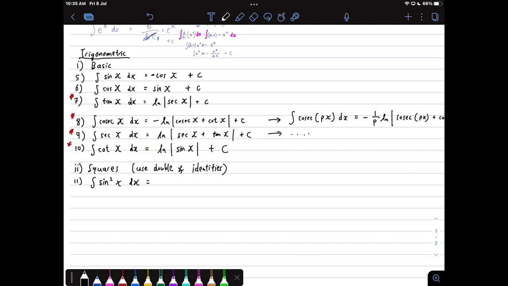Wait, let me check the formula list. Okay, it's already in the formula list. Like sine 2a is 2 sine a cos a. Cosine 2a is cos square a minus sine square a, 2 cos square a minus 1, and 1 minus 2 sine square a. Those formulas? Yes? Okay, those are the double angle formulas. You have to make use of them.